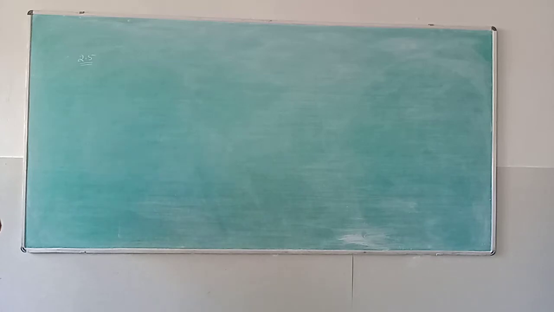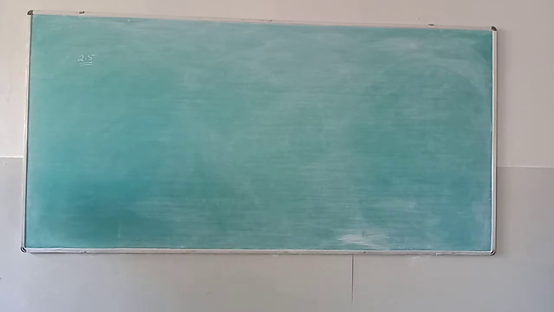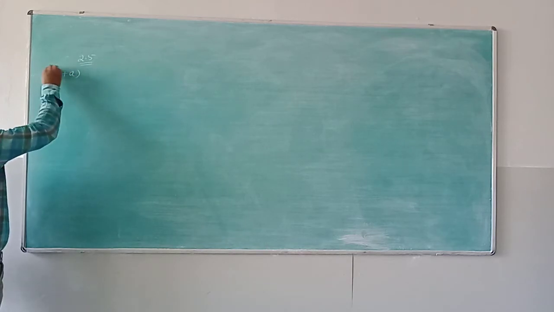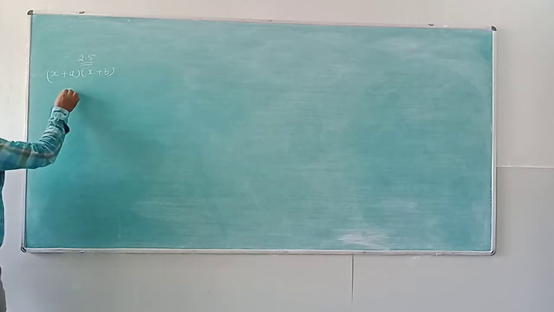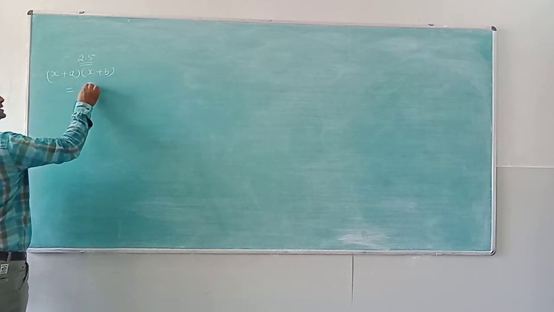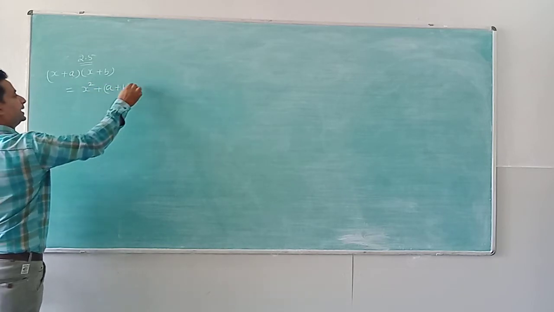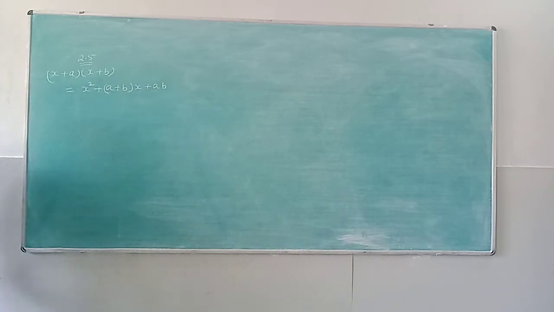Good morning, students. Today we start exercise 2.5. In this exercise, there are some mathematical identities, in which the first identity is (x + a)(x + b). When we use this identity, this is x² + (a + b)x + ab. This is the first mathematical identity.